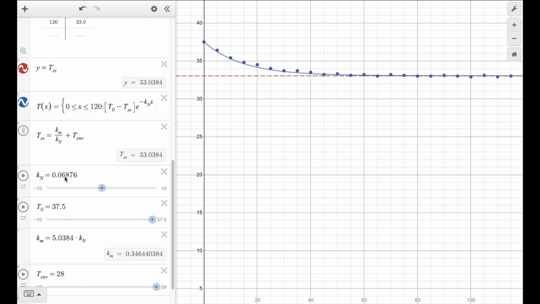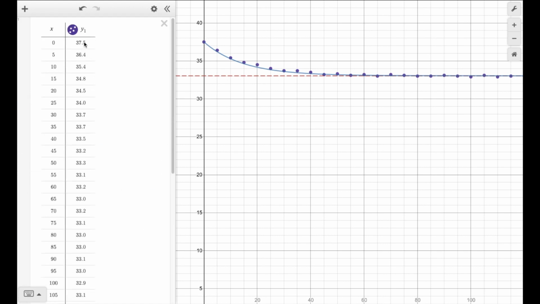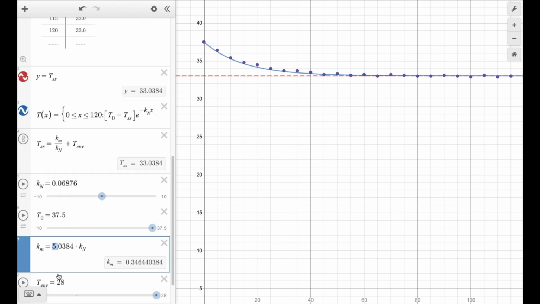The kn value here is what we got from our analysis, from the data fit. The t0 is the initial value where this data starts. If you see, the very first value is 37.5 degrees, so I'm going to choose that as my beginning value. That's this.